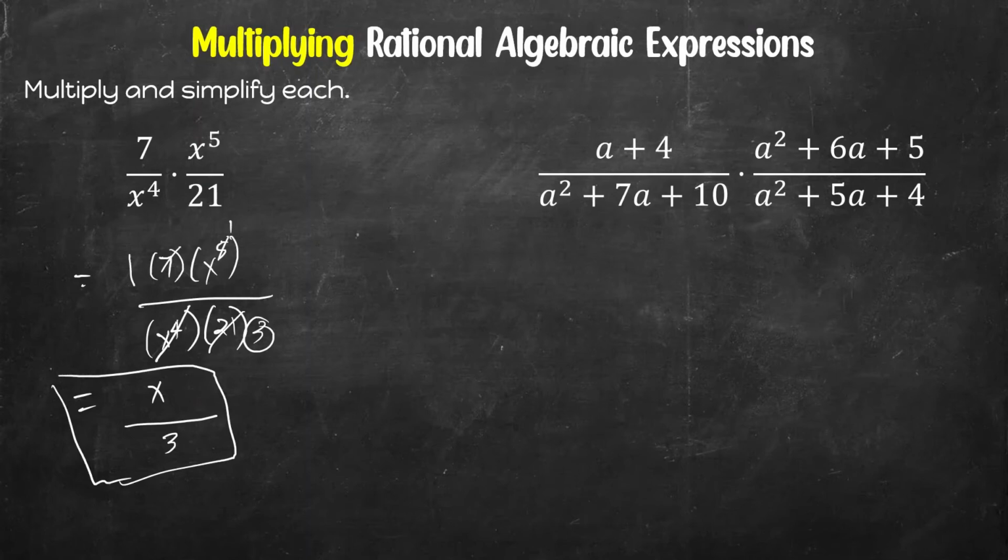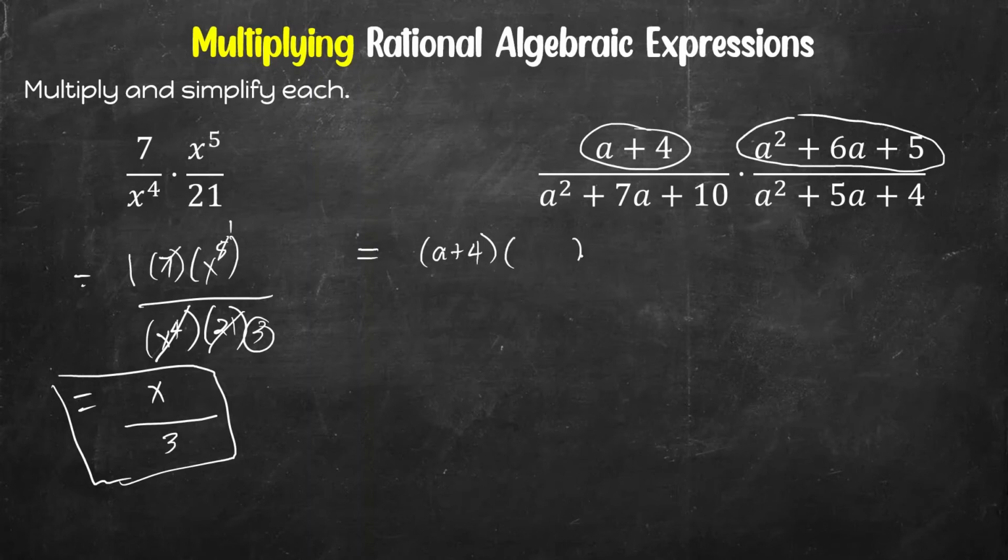Ayan. Okay, another example. A plus 4 all over a squared plus 7a plus 10 times a squared plus 6a plus 5 all over a squared plus 5a plus 4. So, huwag kayong masyadong ma-overwhelm kapag ganito yung given na problem. Hindi naman yan komplikado as long as you know how to factor polynomial. So, yung una, ang gagawin natin dito, since ito non-factorable to, i-retain ko tong a plus 4. And then, ipa-factor natin to kasi factorable naman siya.